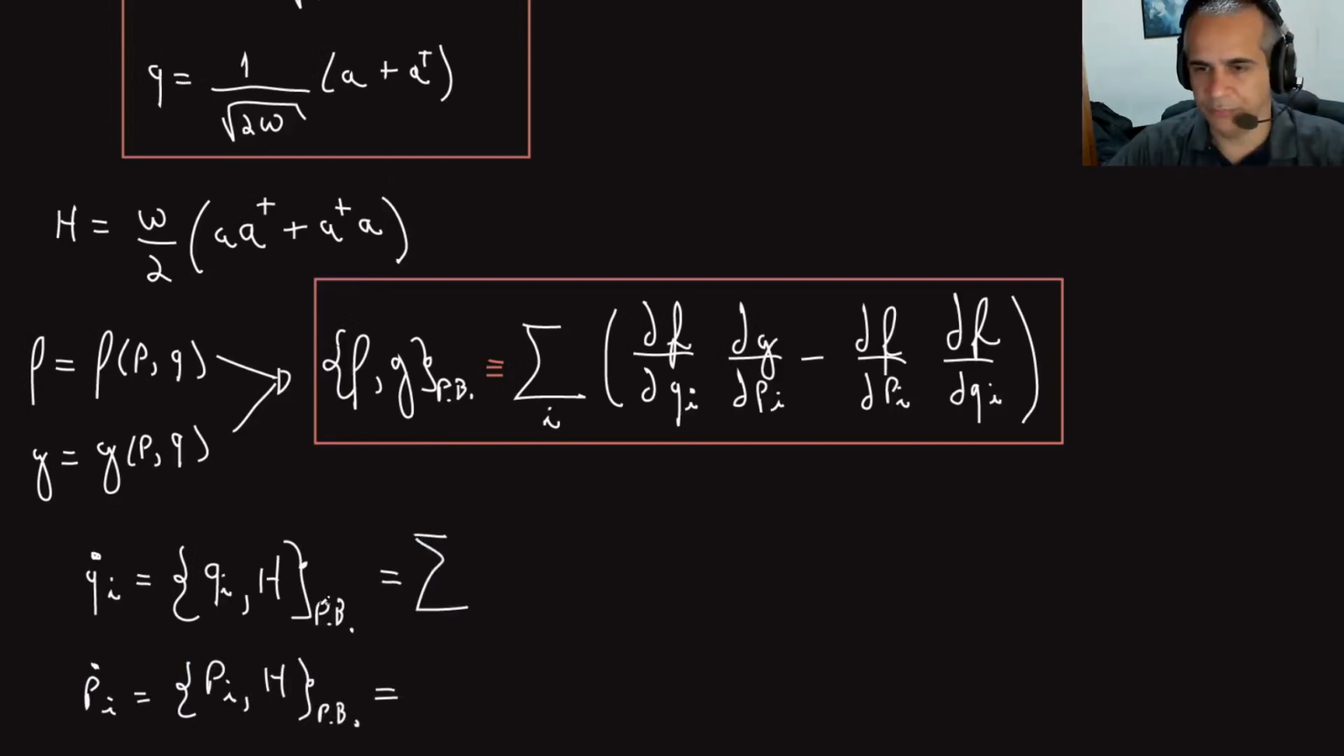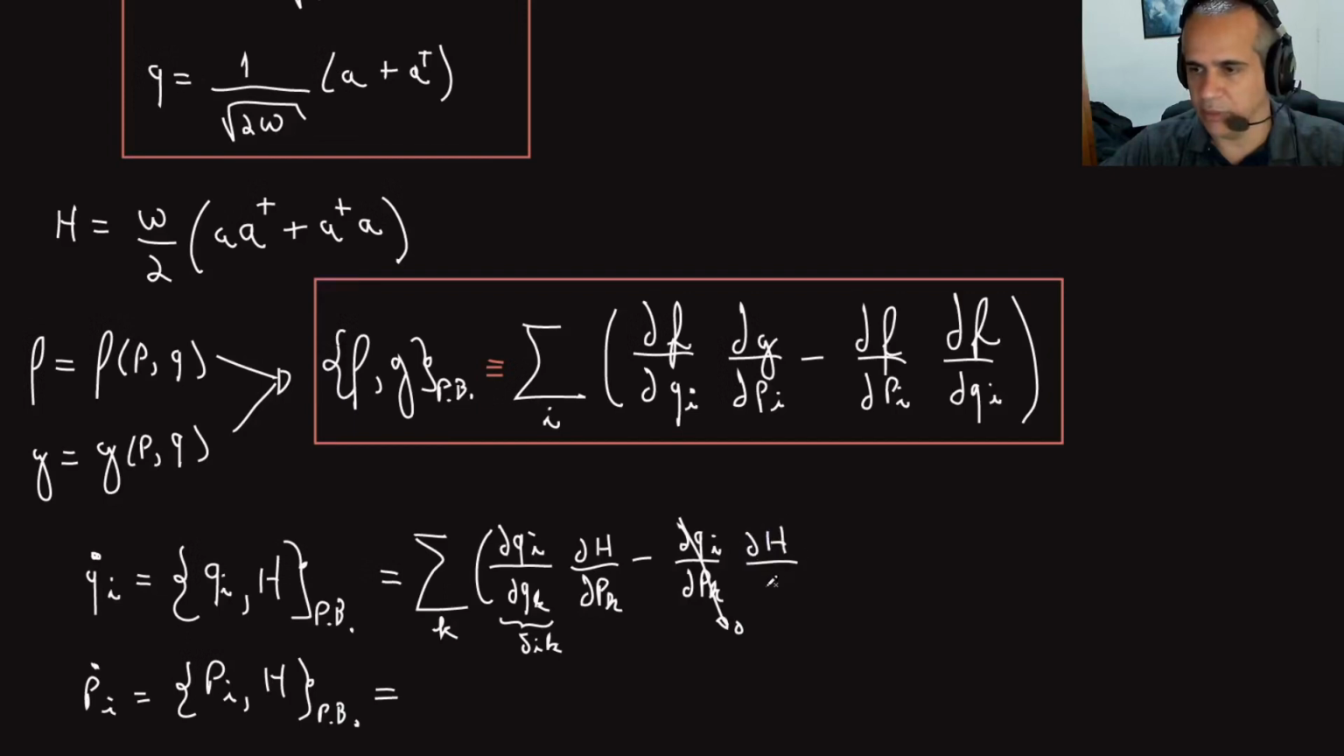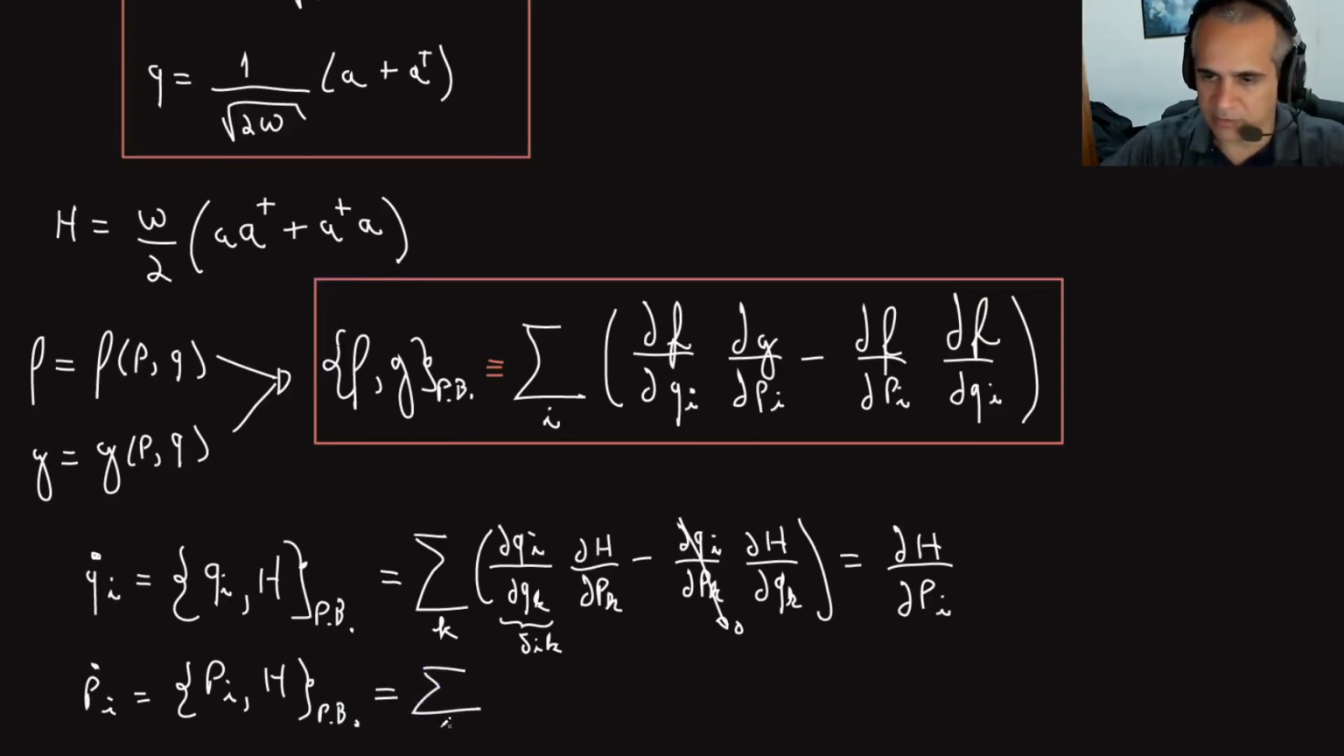If I calculate these two Poisson brackets for the one with the coordinate, I get del q_i, del q_k, del h, del p_k. This is just a Kronecker delta, ik. And the second part is 0 because del q_i, del p_k is 0. And it doesn't matter, there's also a del h, del q_k here. But in the end, I use this Kronecker delta with the sum and I just get del h, del p_i, which is exactly the Hamilton equation we used to know: q_i dot equals del h, del p_i. And the same here. I also have a sum over k.